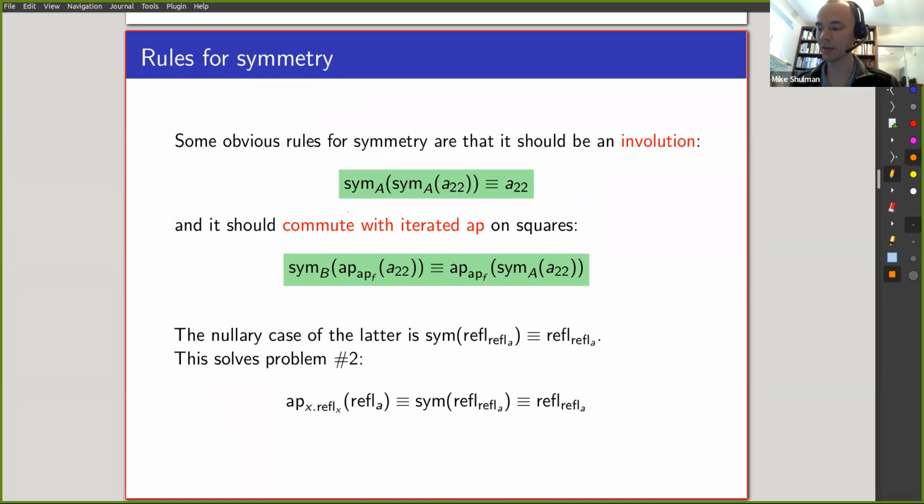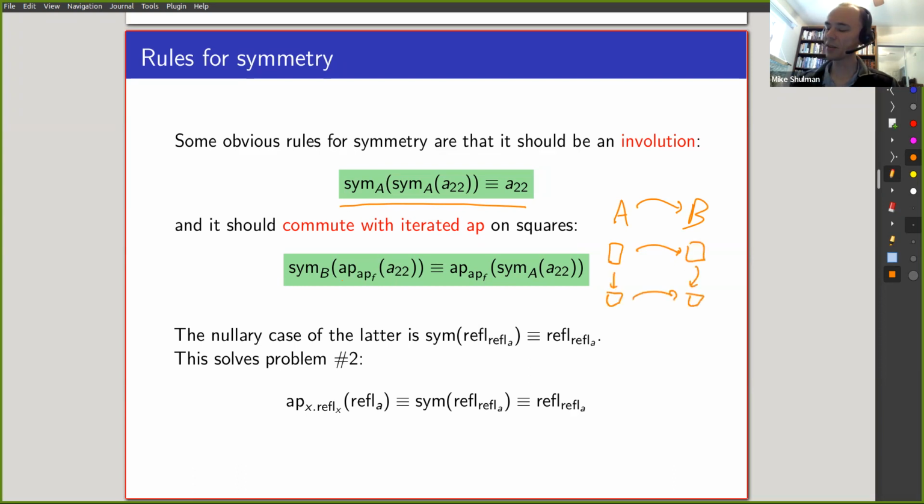in addition to how it computes on particular examples. And one of those should be that it's an involution. So if I take a square and I transpose it and then I transpose it back, I should get the original square. And it should also be functorial. So if I have a function f from a to b, and I take a square in a and I transpose it and then map it into b, I should get the same thing as mapping it into b first and then transposing it.